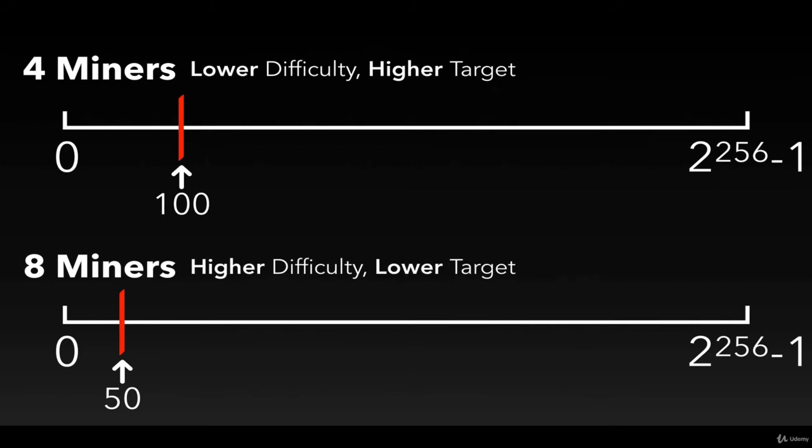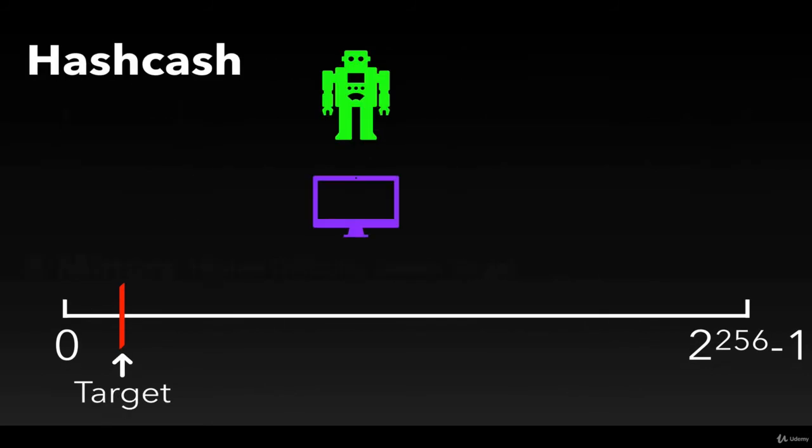Illustrated. So if we had 4 miners, we would have a lower difficulty and a higher target than if we had 8. So let's say the number of miners doubled. What we would actually do is we would double the difficulty. And that would actually make the target smaller. And that would mean that on average, the network as a whole needs to make more guesses to find a fingerprint that is lower than that target. Okay. So we've established that.